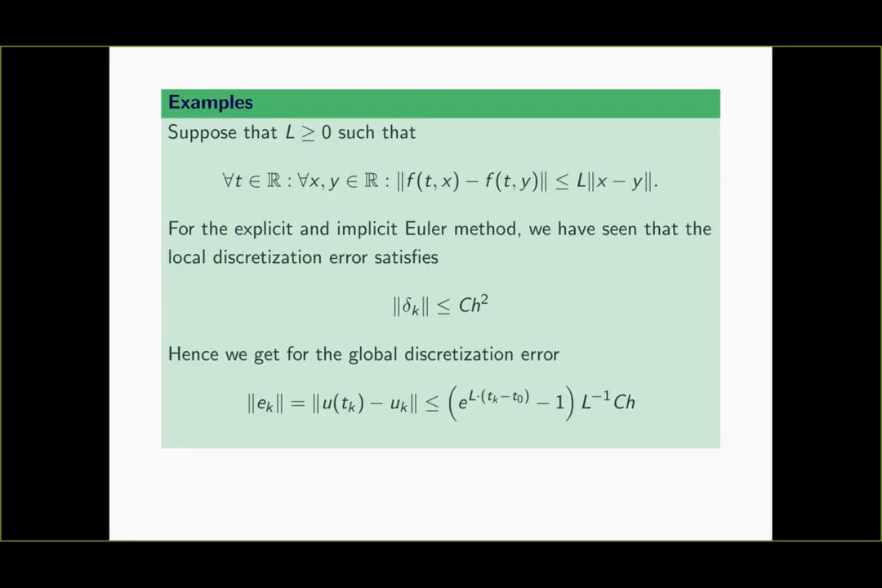In order to illustrate how that theorem is used, let's take a look at a few examples. Let's take a look at two examples, namely how this applies to the explicit and the implicit Euler method. So as usual, we have our assumption on the right-hand side f. Namely, we assume that there exists a positive constant L such that for all times t and all x and y, we have that the Euclidean norm of f(t,x) minus f(t,y) is bounded from above by L times the Euclidean norm of x minus y, just as usual.